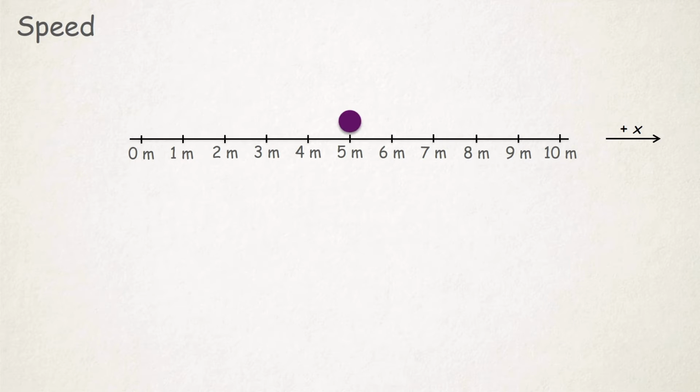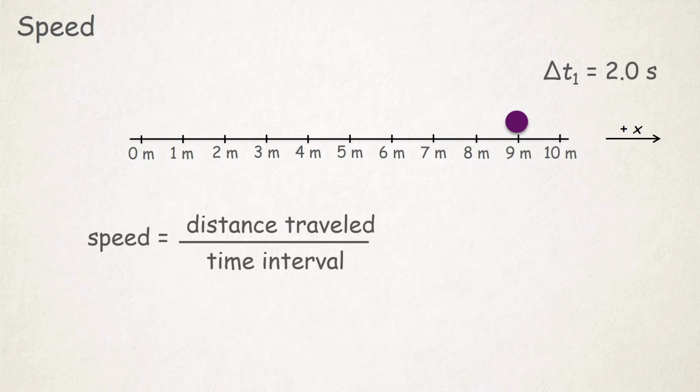This ball moves 9 meters to the right in the positive x direction. If it takes 2 seconds for the ball to move 9 meters, you can determine the ball's speed by dividing the distance it traveled by the interval of time it took to travel that distance. Dividing 9 meters by a time interval of 2 seconds gives an average speed of 4.5 meters per second.